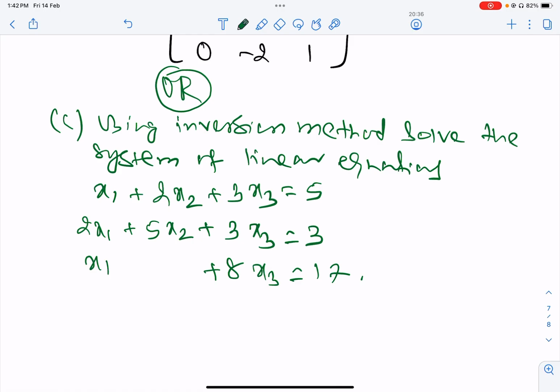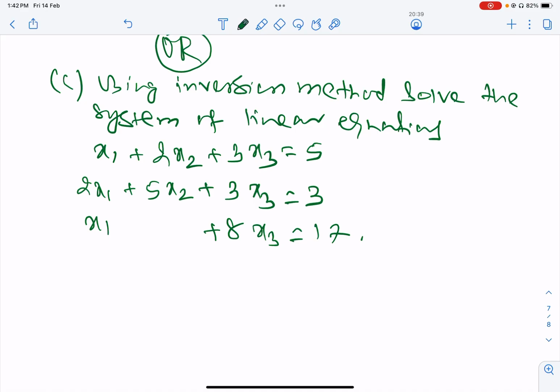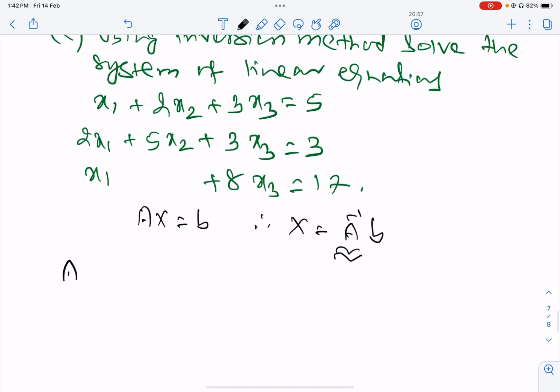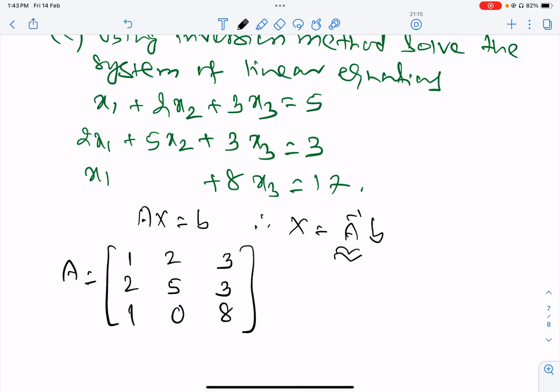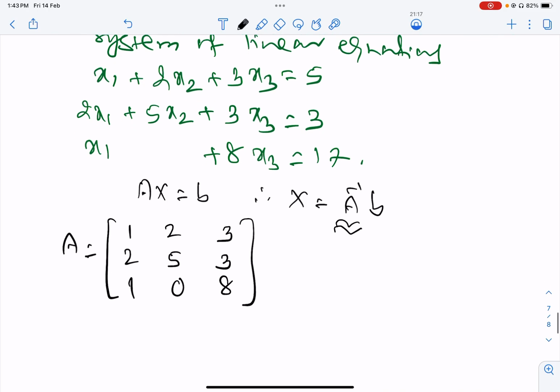Now we know that we can convert these equations into matrix form like this: Ax is equal to b, and therefore our solution x is nothing but A inverse b. So first we need to find the A inverse of this coefficient matrix. So what is A here? A is 1, 2, 3, then 2, 5, 3, 1, 0, 8. So let us first find A inverse.